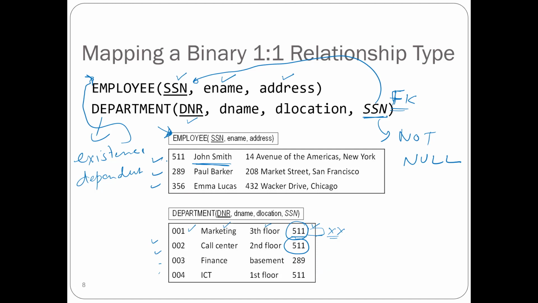So we have 511 that corresponds to John Smith, then 289 is for Paul Barker, but we don't have 356, right? So yeah, we can have an employee like Emma Lucas that is not managing any department, right? So here 3 out of 4 cardinalities are satisfied.